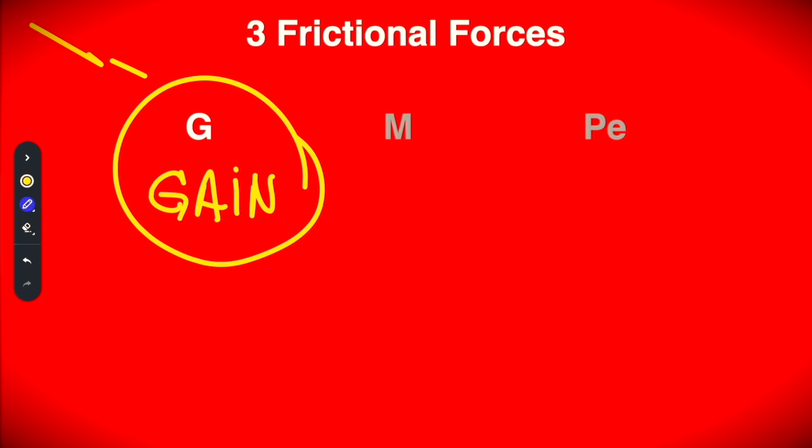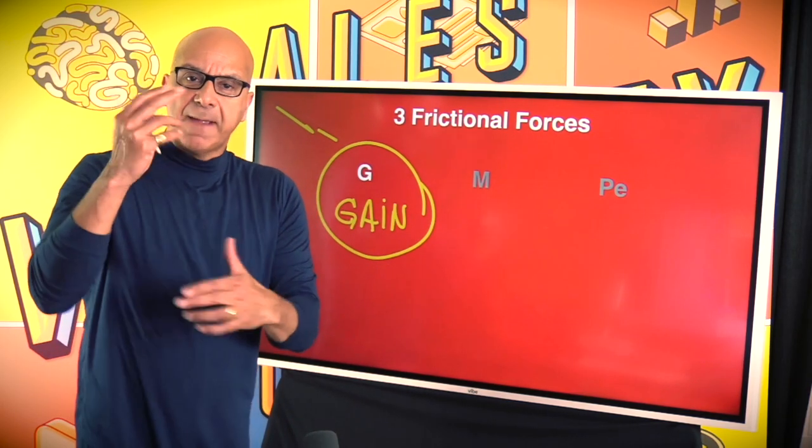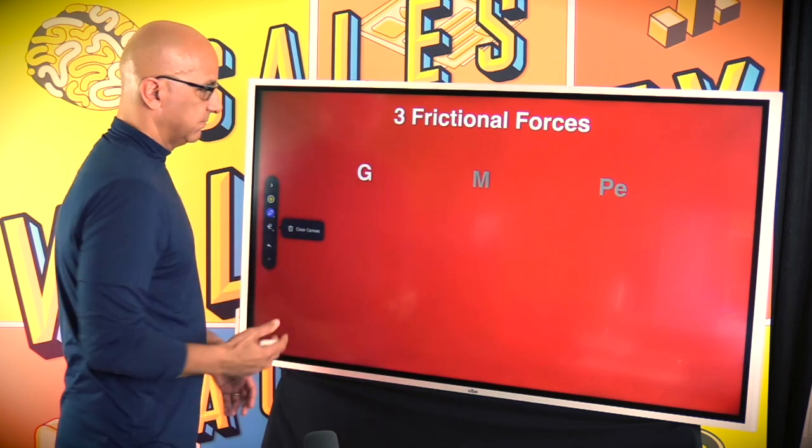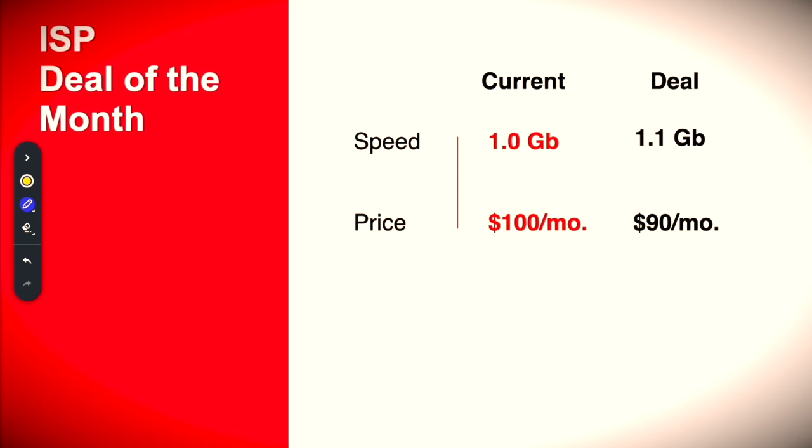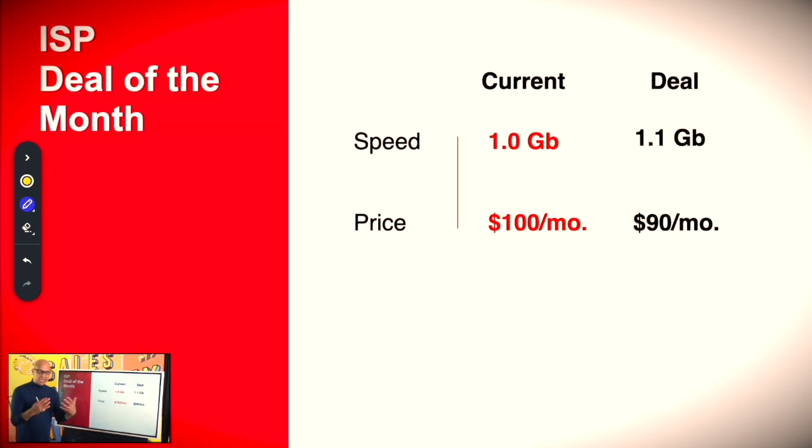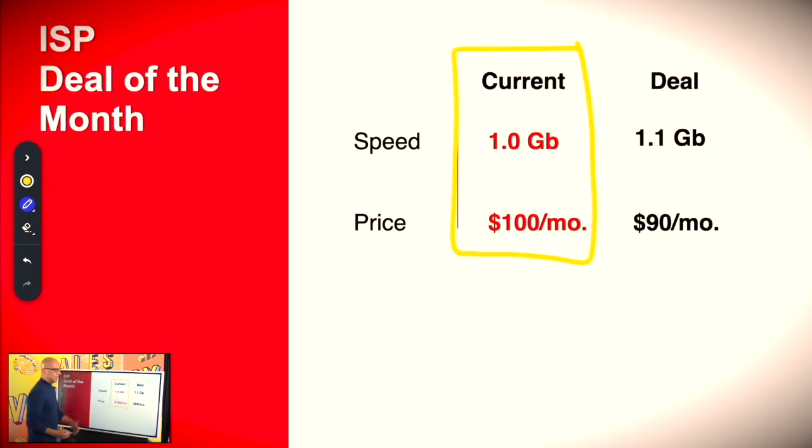Now, there are three forces at play here, and I'll tie this all together into sales. Here are the three frictional forces. The first one I want to talk about is gain. The first question customers have is, if I buy your product or service, is there a gain? Customers are going to ask this question. For example, I love using this example. Let's say that you currently have this right here. This is your internet service provider, and basically you've got 1 gig up and down, asymmetrical, and you're paying $100 a month.